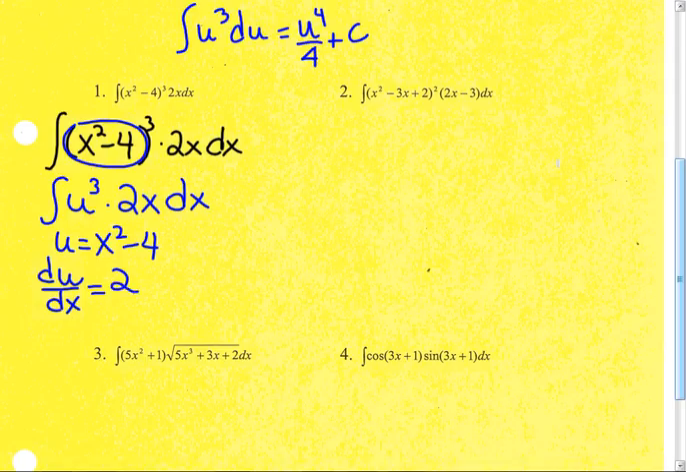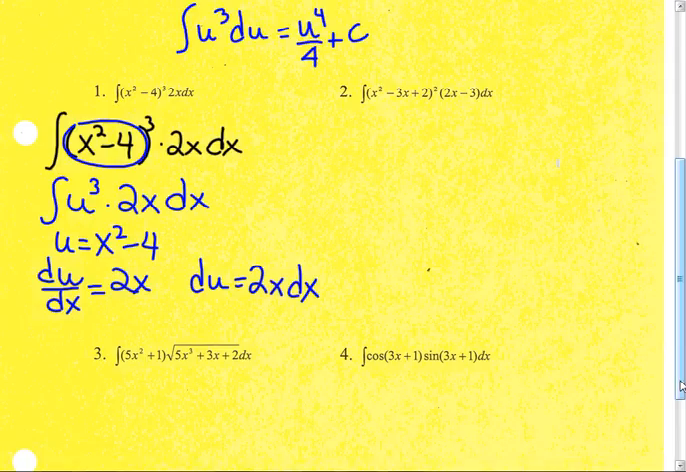2x. And if I solve for du, what's du equal to? It's equal to 2x times dx. Remember when we did those differentials? You didn't like them. And I did them as du over dx, and we multiplied through by dx to both sides. That's how we did that.